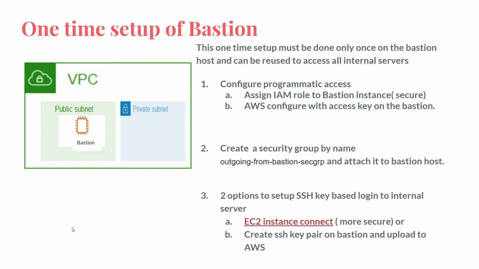With the IAM role, add an administrative role to the Bastion host and let AWS manage the access key required for programmatic access by the AWS CLI. This is highly secure since AWS takes care of providing a temporary access key to the Bastion host via instance metadata. Since the key is temporary, there is no harm if the key is lost.